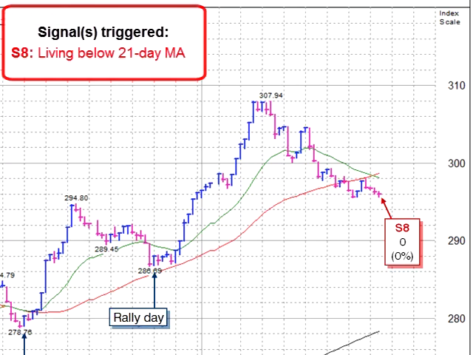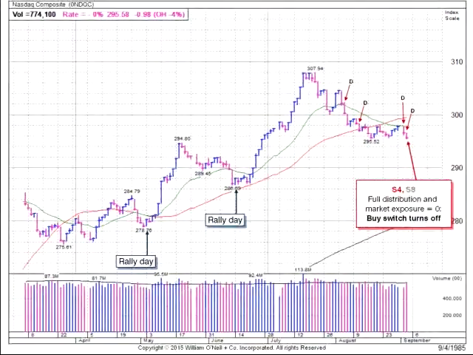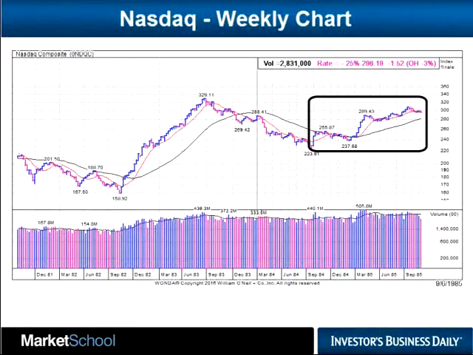But at that point, we still didn't have full distribution. We only had 3 days of distribution. So finally, we have 4 days of distribution over the prior 25 days. So we have full distribution. We're at a count of 0 already, so that is going to turn off the buy switch, and we're going to wait for a follow-through day. So that was the whole cycle.